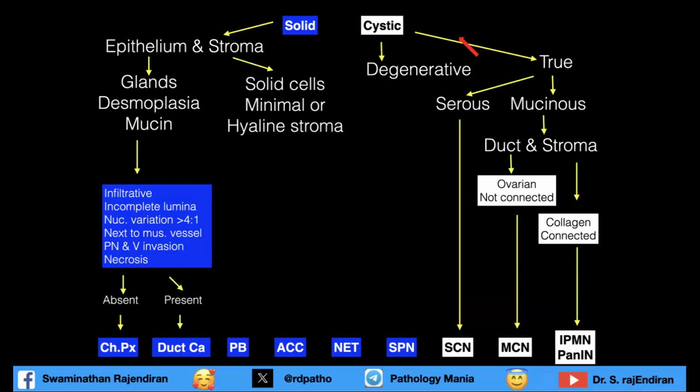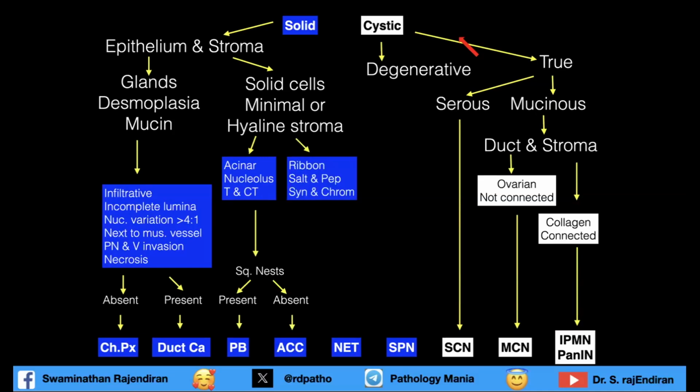When you see solid cells with minimal or hyalinized stroma, you see whether they have an acinar pattern with prominent nucleolus and trypsin and chymotrypsin positivity. And in addition to the above findings, are they showing squamoid morules? When you see acinar pattern with nucleolus, trypsin, chymotrypsin positivity, and squamoid morules, it's a pancreatoblastoma. Otherwise, it is acinar carcinoma.